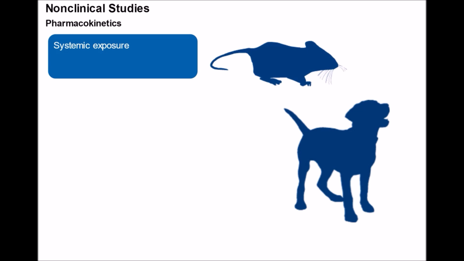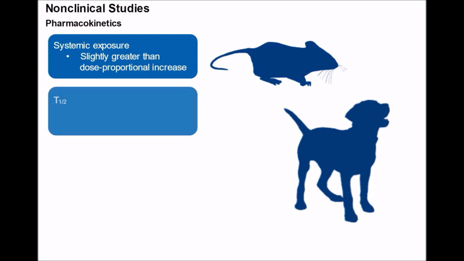Systemic exposure following single doses of IOP injection in both rats and dogs increased in a slightly greater than dose-proportional manner. This effect appeared to decrease following repeated administration. The half-life ranged from 0.5 to 1.9 hours in rat studies and 0.7 to 1.7 hours in dog studies.